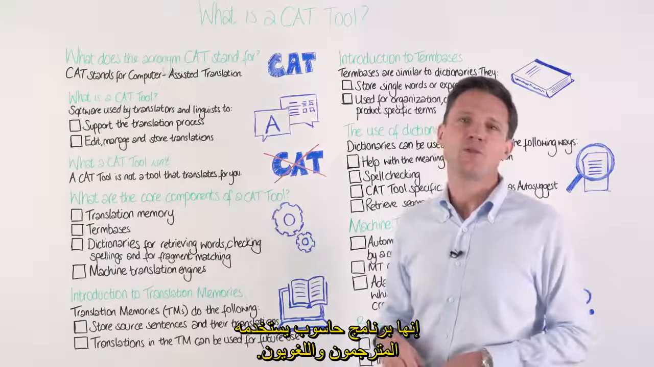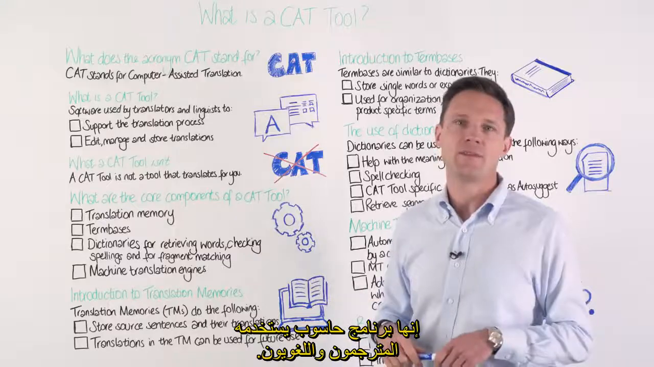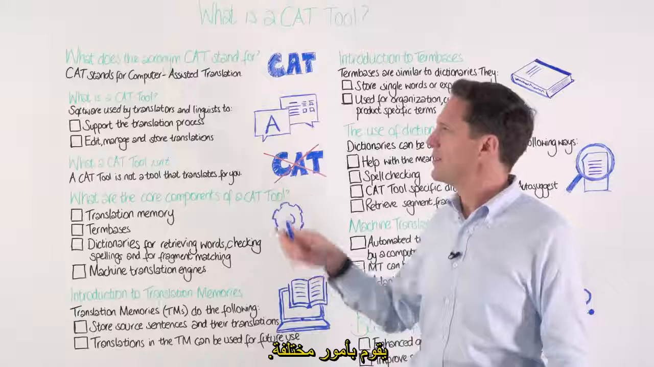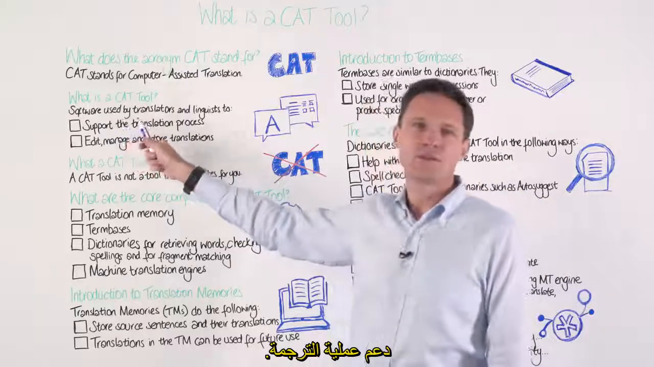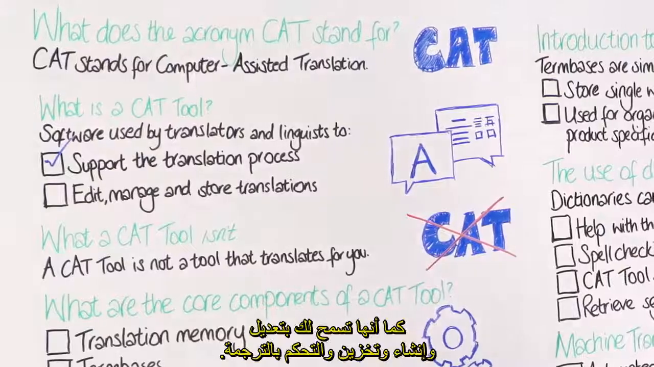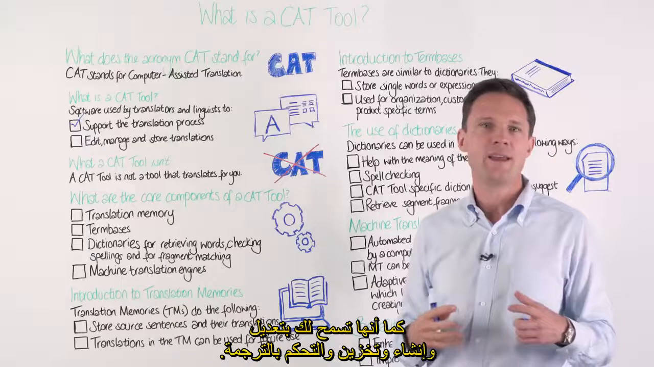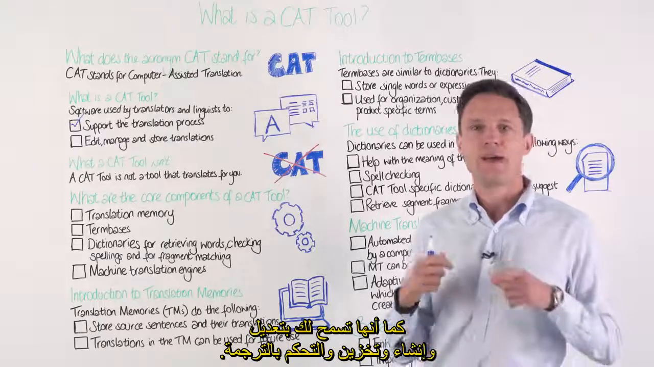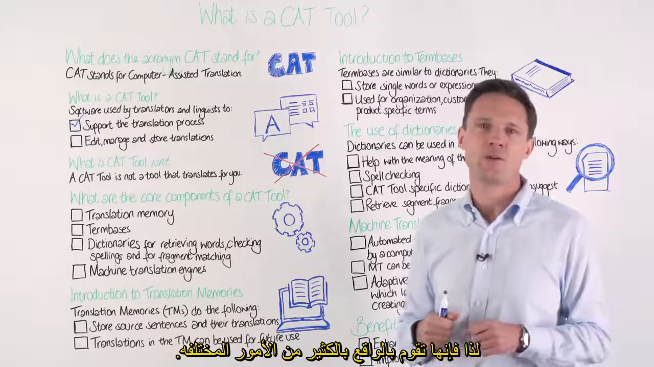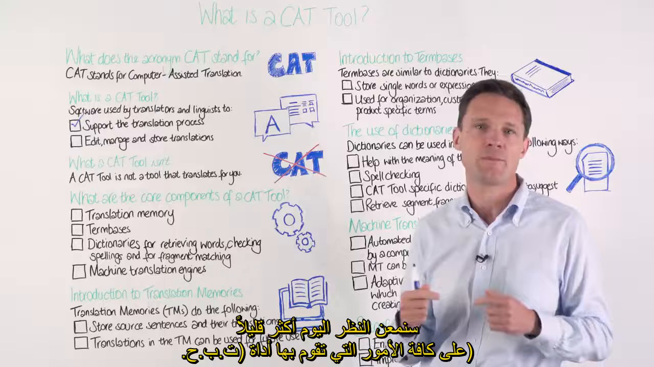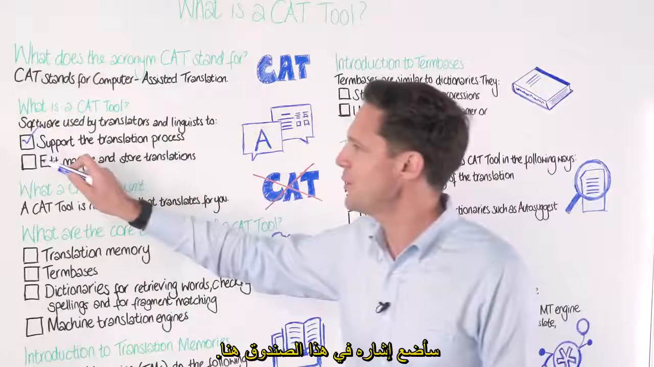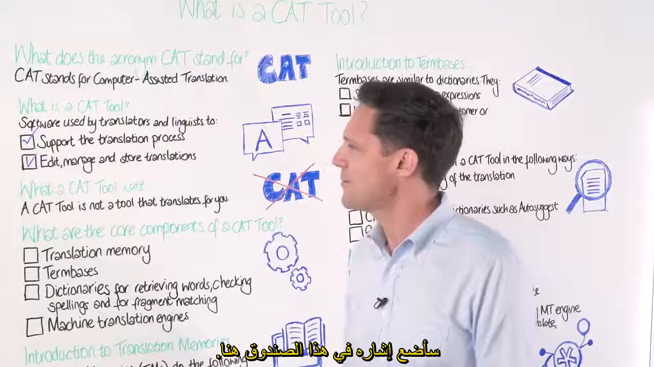It's software used by translators and linguists. It does different things. First of all, it's there to support the translation process. It allows you to edit, create, store, and manage a translation. So it does quite a lot of different things, and today we're going to look a bit more at all the things that a CAT tool does. So I'm going to tick this box here.